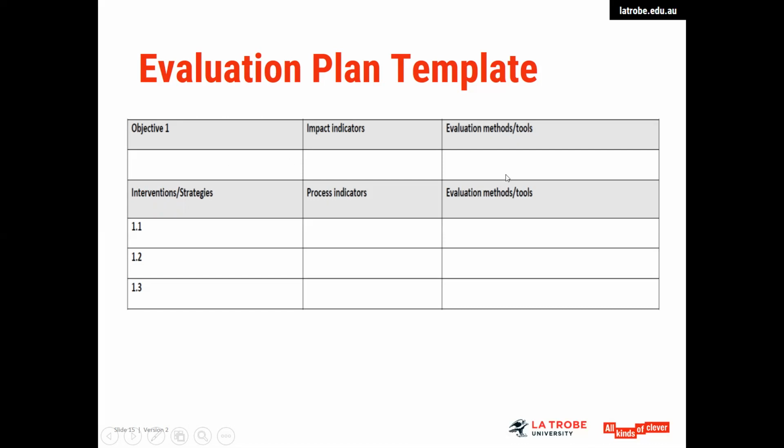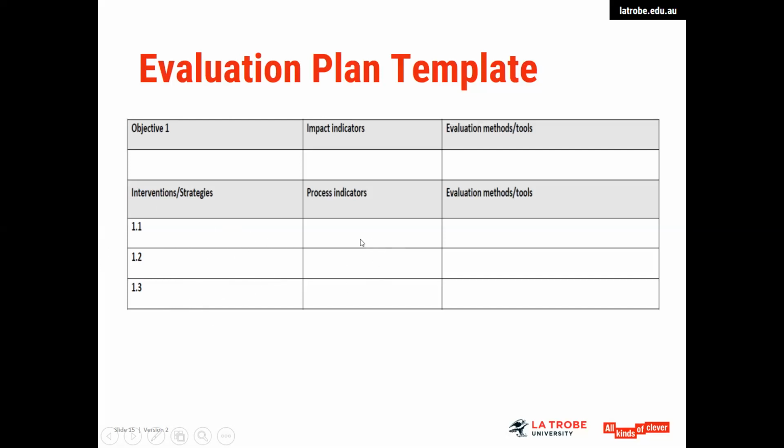Then you document your methods and your tools: your study design, your data collection methods, how you'll analyse your data, and what specific tools you might use to collect that data as well. Below that, we can then measure our interventions or our strategies, i.e. our process evaluation, and here you can document what those strategies or interventions are.